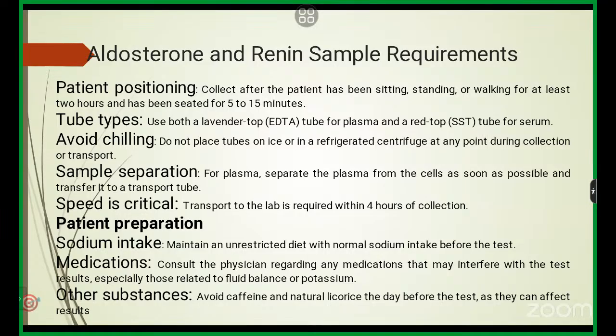So consider also, when we talk about the adrenal gland, it's not all tubes or samples that should be chilled. Consider which tests you are dealing with. We should separate plasma from blood cells as soon as possible and transfer it to a transport tube. That's why, if it's serum, it should be a serum separator tube to separate the two components. Speed is critical. It's another priority test, and should be done within 4 hours of collection.